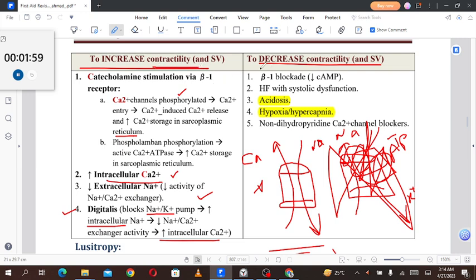Now let's see the mechanisms to decrease the contractility and stroke volume. Beta 1 blockade decreases the cyclic AMP. Heart failure with a systolic dysfunction. The beta 1 blockade is basically the reverse of all the discussion which we did on the left side. In systolic dysfunction, the major problem is that the ventricles cannot contract. The contractility defect is called systolic dysfunction. Acidosis, remember this one, hypoxia and hypercapnia, and non-dihydropyridine calcium channel blockers. All these things are going to cause a decrease in the stroke volume.